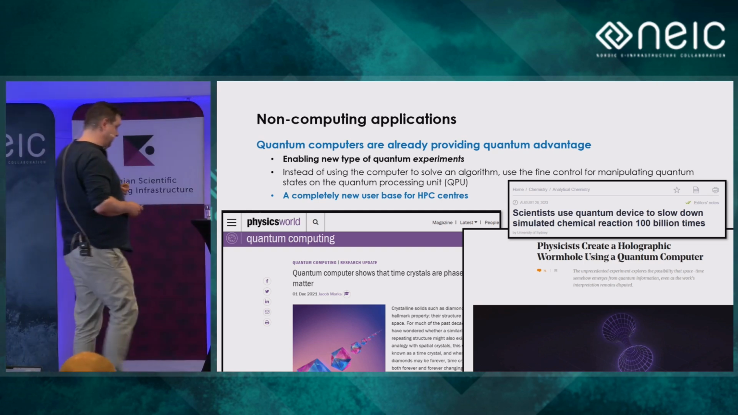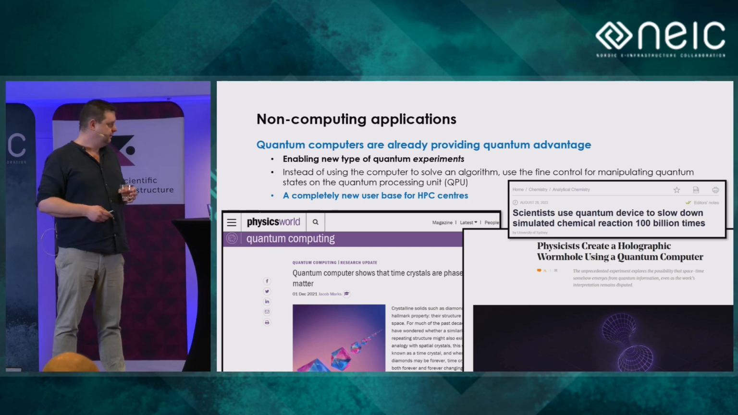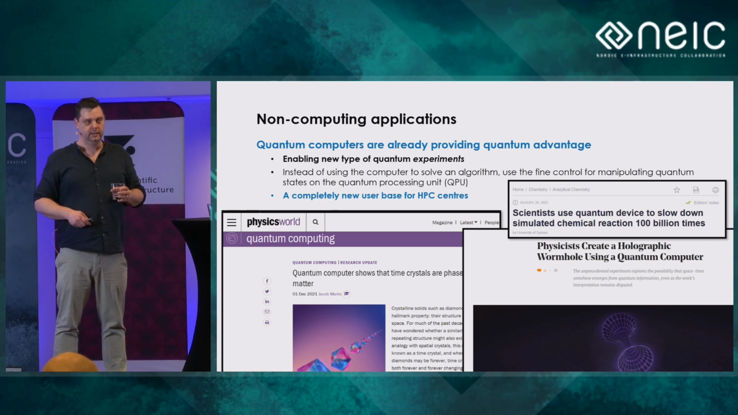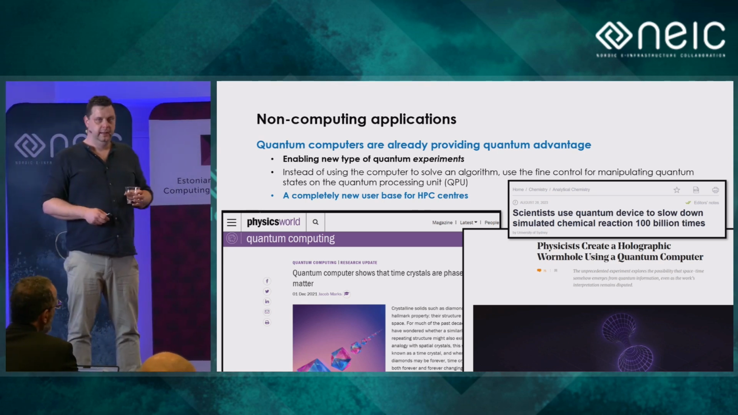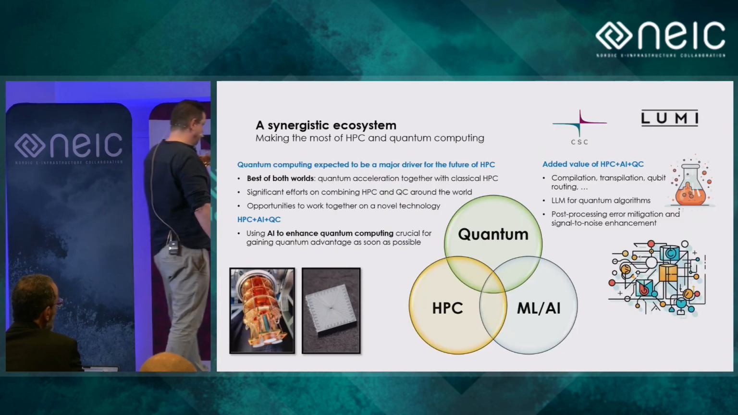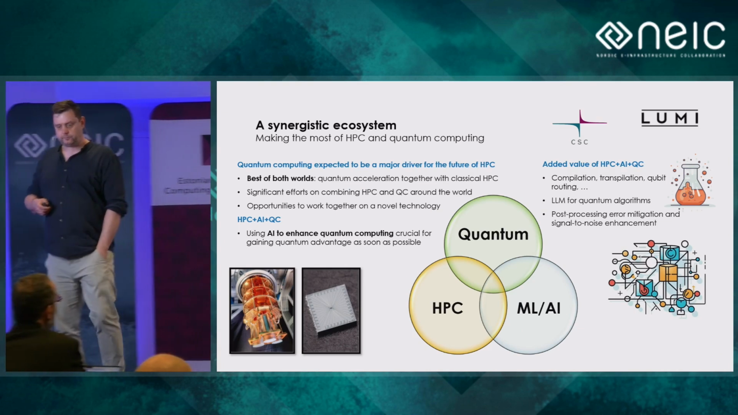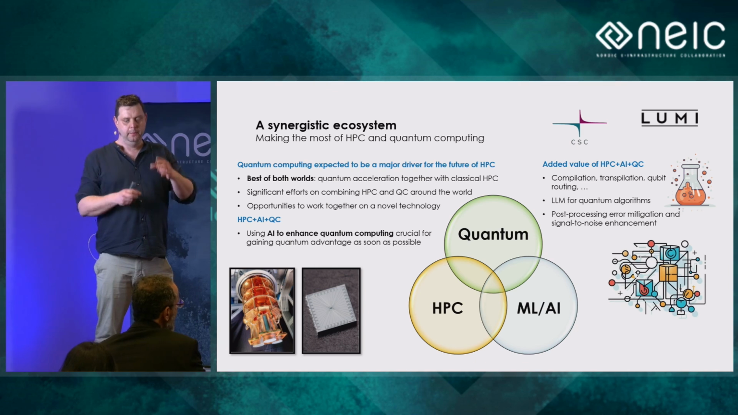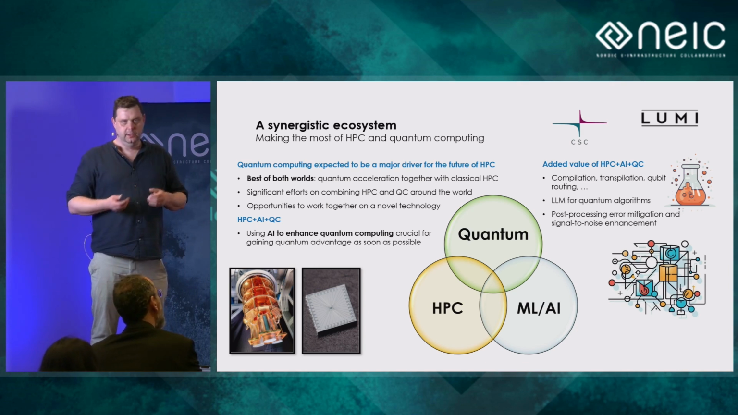So this also brings a completely new user base to HPC systems. These experimentalists actually want to use HPC services for performing experiments. Because also for these experiments, all this HPC pre- and post-processing is highly useful and even necessary to really filter out the noise and prepare the states and so forth. So we should look at all of this as a really synergistic ecosystem where you combine the best parts of HPC and quantum computing, but also increasingly machine learning and AI.